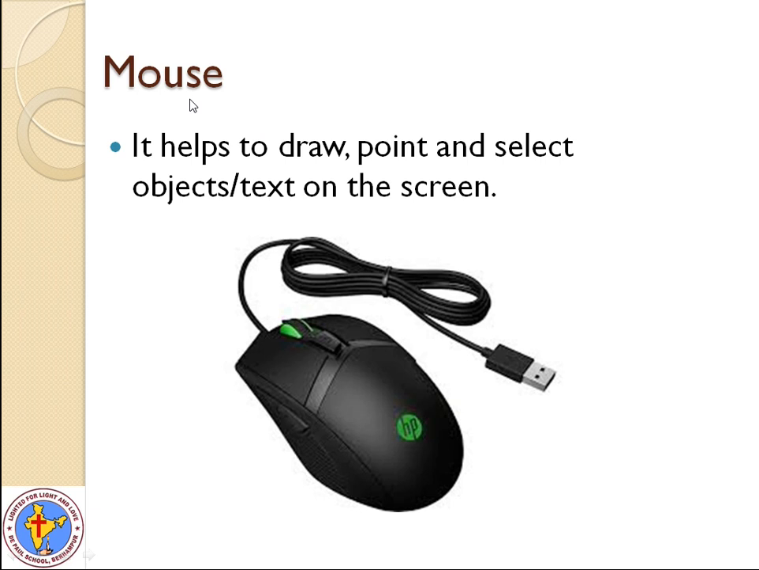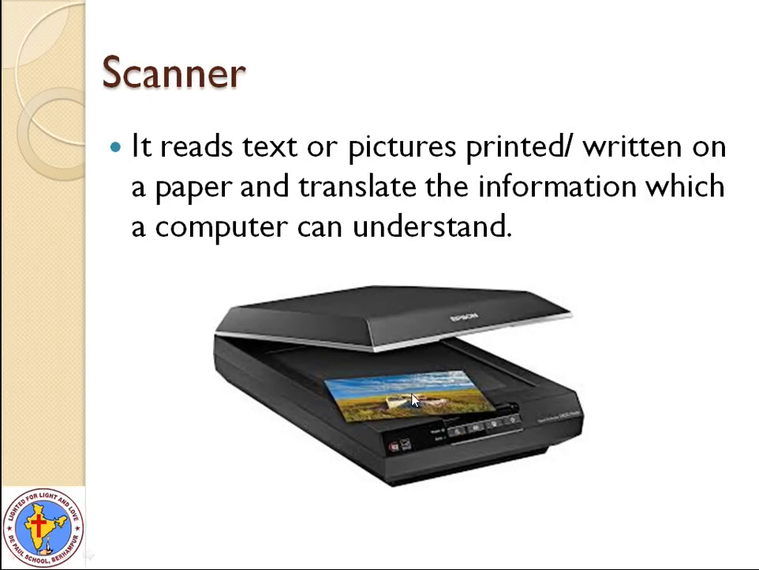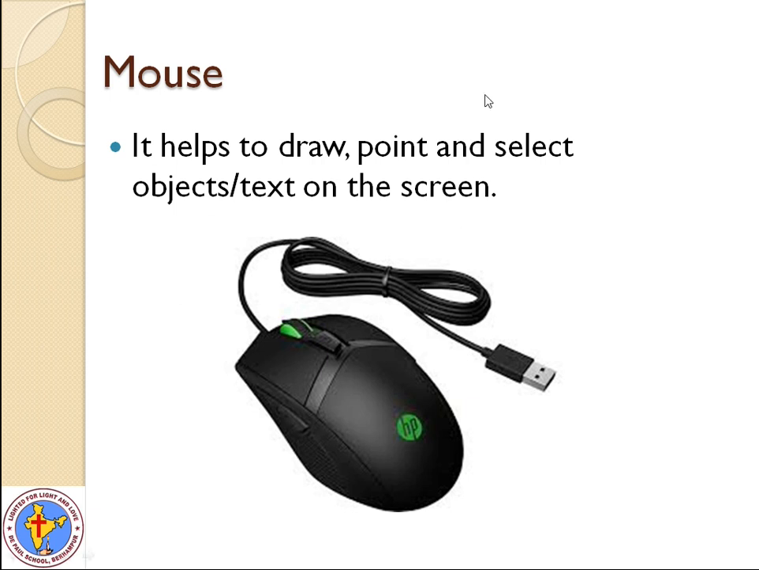Next is mouse. Mouse is used to control the cursor. It helps us to draw, to point. You can see I am pointing the mouse, and select objects. So it helps us to draw, to point and select objects or text on the screen. There are two types of mouse. One is mechanical mouse and another one is optical mouse.